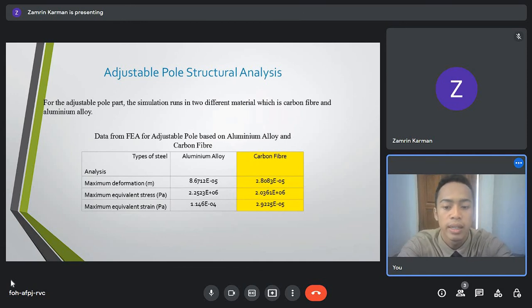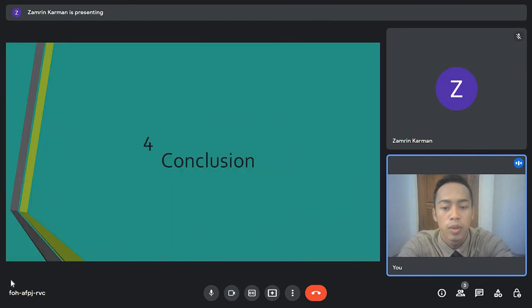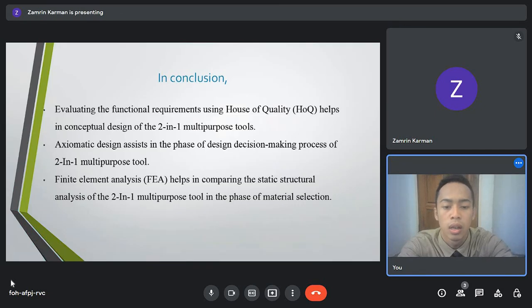In conclusion, evaluating the functional requirements using HOQ, the House of Quality, helps in the conceptual design of the two-in-one multiple tools. Next, algorithmic design assists in the design decision-making process of the two-in-one multiple tools, improving the product quality and enhancing creativity. And lastly, finite element analysis, FEA, helps in comparing the static structural analysis of the two-in-one multiple tools in the phase of material selection and lets us know how to choose the best material for the design concept.